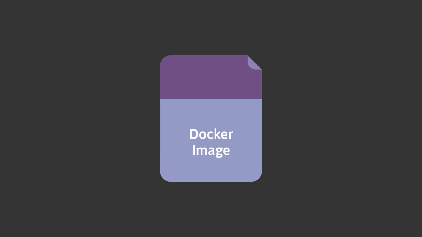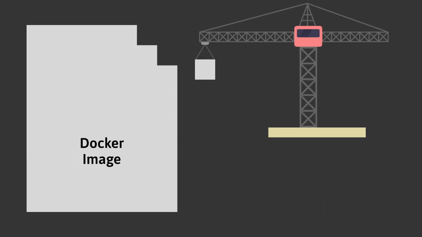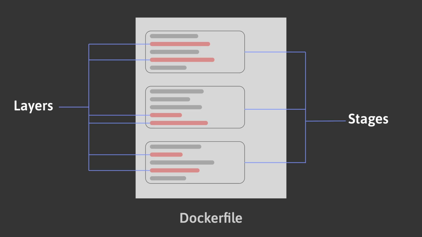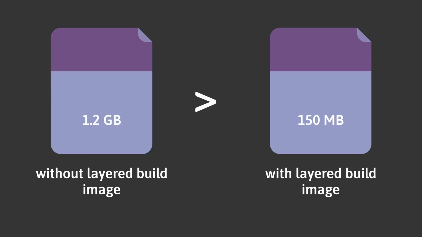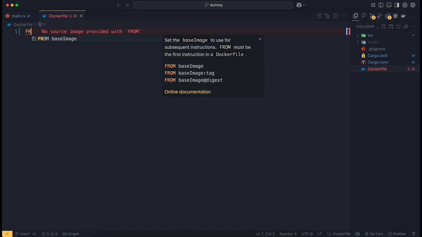An image is a self-contained file that contains all the packages, binaries, OS libraries, configuration files, and everything to run the image. We are going to build the image in multi-stages and in layers. Using multiple stages will let us create a small final image, and layers will add cache. So in the future when we rebuild, we can use the cache of that layer if nothing has changed in that layer. Type FROM, which is an instruction.